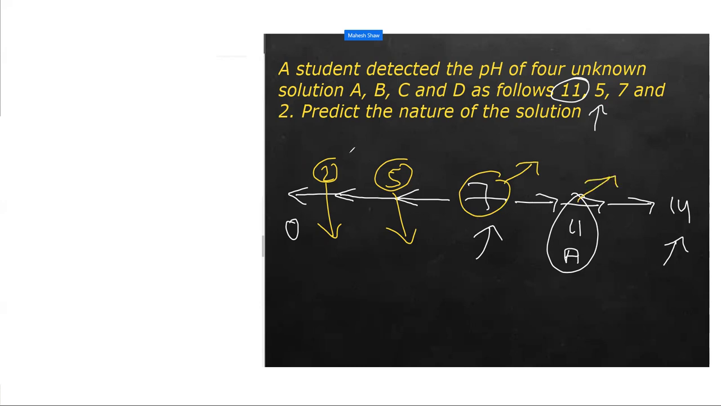Now we can write A, B, C. So A I have written already here. That is, it is alkaline. B is what? B is 5. So I'll say that this is B here. That is weakly acidic. Then C is over here. So C is neutral, and D, which is here, whose pH is 2, has to be strongly acidic.